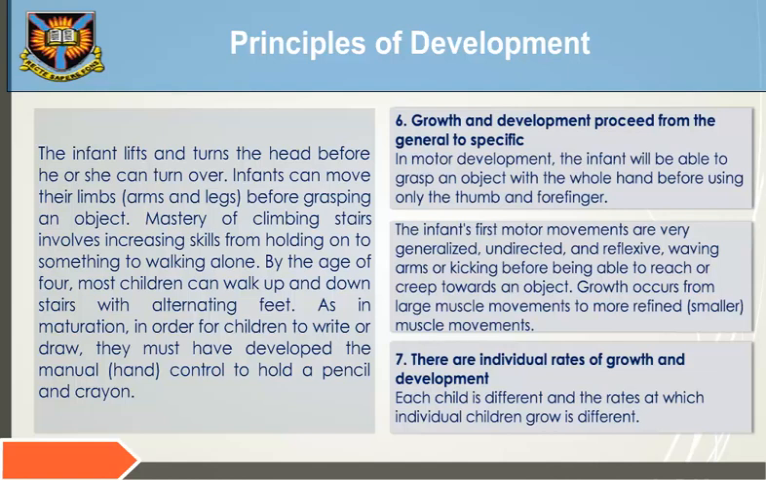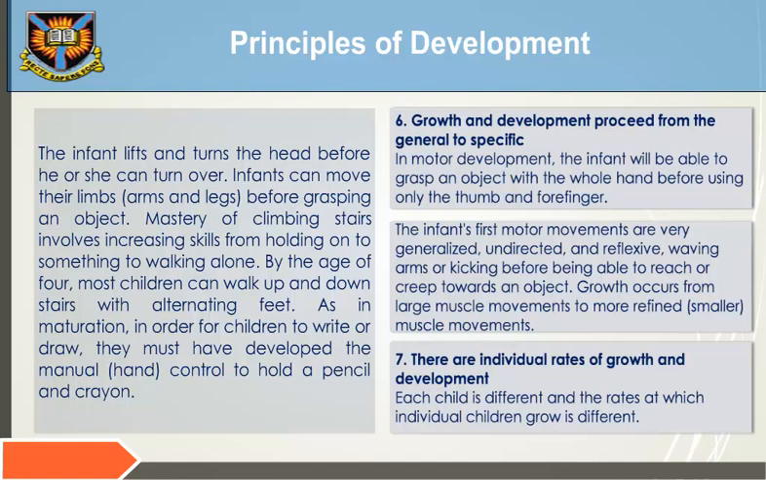6. Growth and development proceed from the general to the specific. In motor development, the infant will be able to grasp an object with the whole hand before using only the thumb and forefinger. The infant's first motor movements are very generalized, undirected, and reflexive, such as waving arms or kicking, before being able to reach or creep towards an object. Growth occurs from large muscle movements to more refined smaller muscle movements.